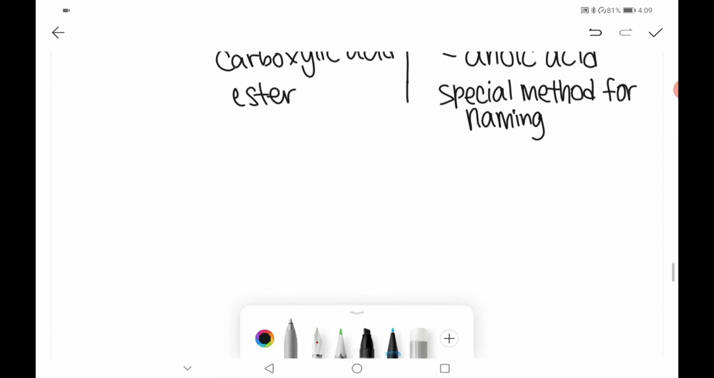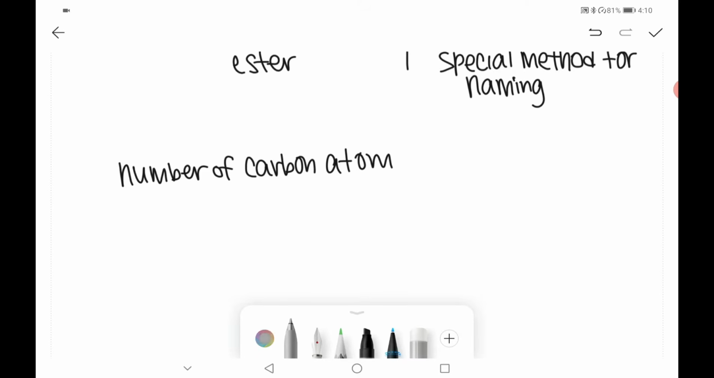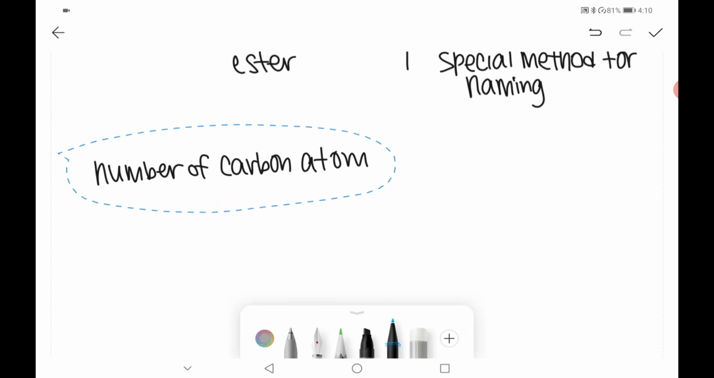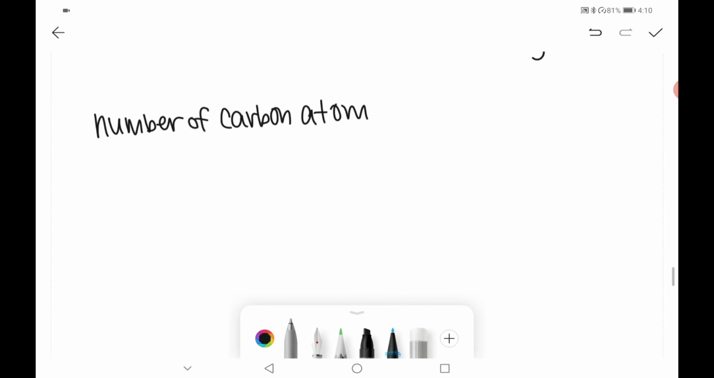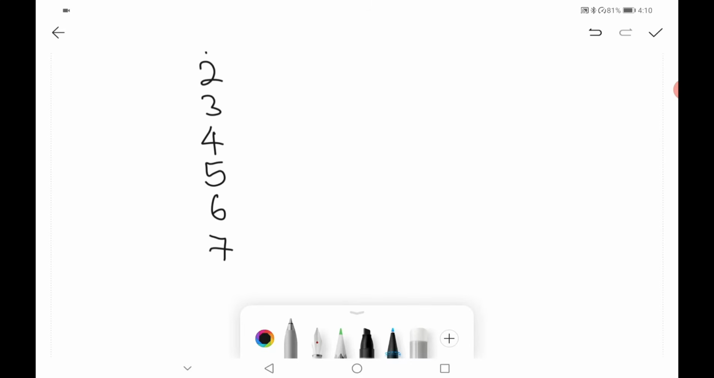Let me show you here. This is the number of the carbon atoms. In SPM, normally they will only ask you 1 to 8 carbon atoms. Very unlikely they will ask you more than that. So we have 1 carbon, 2 carbon, 3 carbon, 4 carbon, 5 carbon, 6 carbon, 7 carbon, and 8 carbon.